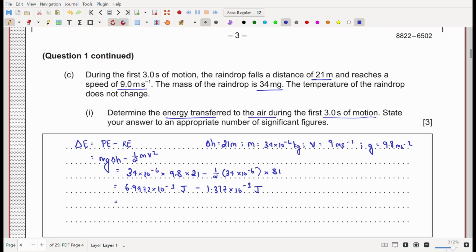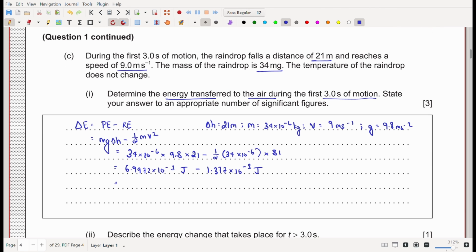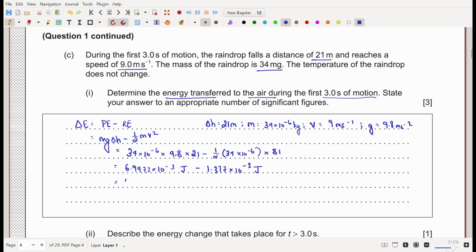Now taking the difference between both, we can just subtract the first value minus the second, and we get the answer as 5.62 × 10^-3 joules. Of course, your calculator may show more significant values, but seeing as we only have 2 SF for every single value, we can say delta E is equal to 5.6 × 10^-3 joules.